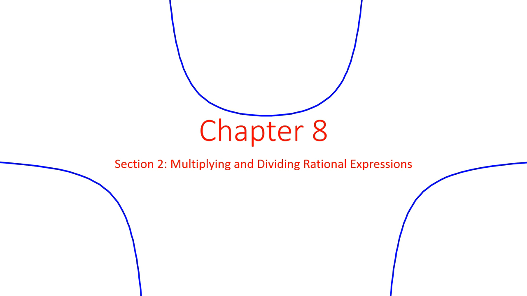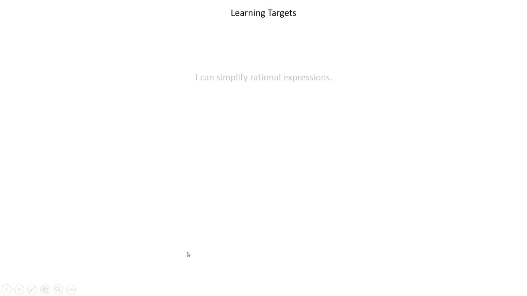So, anyway, today we'll be multiplying and dividing rational expressions. Our learning targets for today: I can simplify rational expressions. We'll be doing a lot of simplifying. And I can multiply and divide rational expressions. Being that the topic is multiplying and dividing rational expressions, you should have really seen that one coming. So let's start with simplifying, because simplifying is going to be throughout everything that we do today.